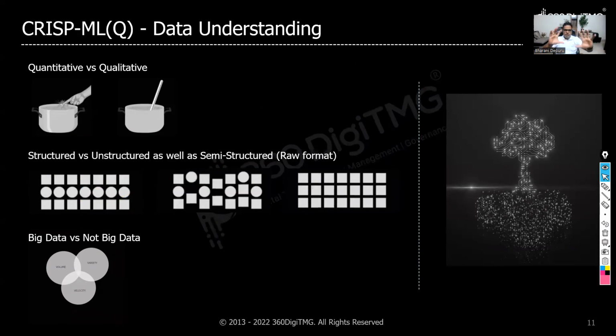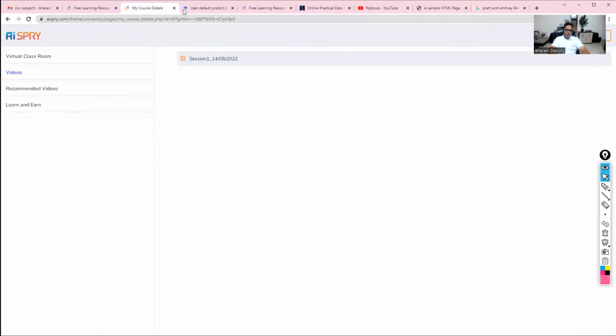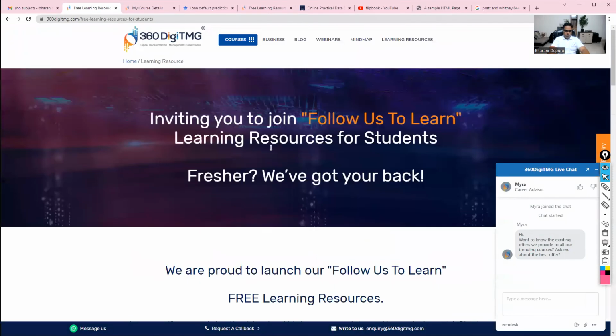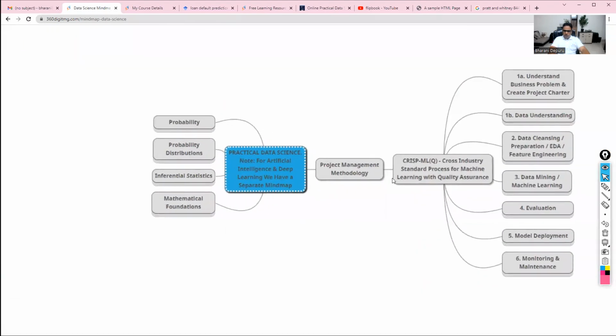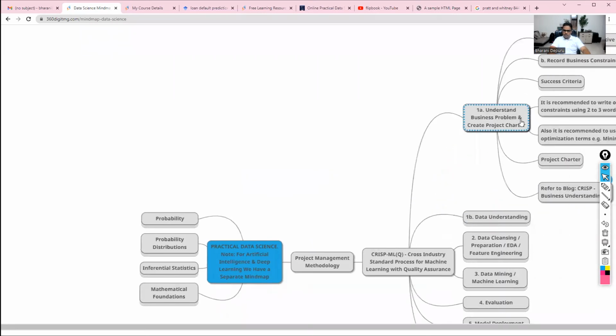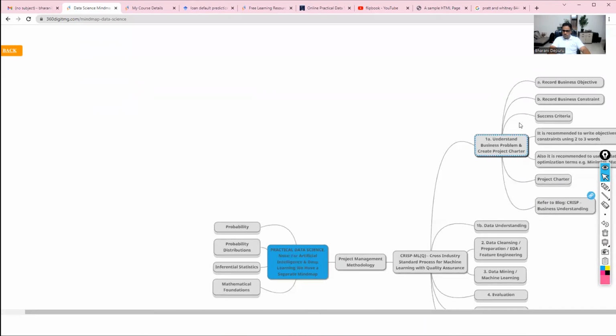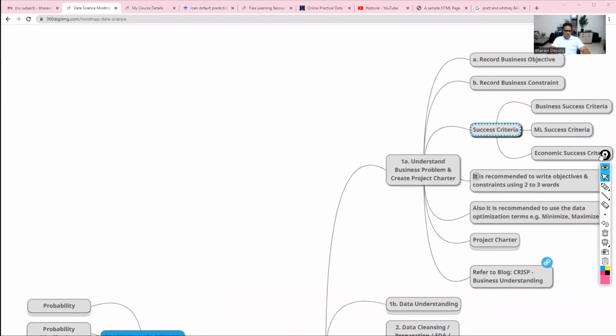So let me do a quick recap, and then we will move to the next set of discussions after that. I would be frequently using a mind map because I want to do a sufficient number of recaps. So friends, we are talking about CRISP-ML(Q), which is Cross-Industry Standard Process for Machine Learning with Quality Assurance, in which we have 6 phases. Within phase 1, you again have 2 stages. One is business understanding. As part of this, you record your business objectives, you record your constraints, and also you list down your success criteria: business, machine learning, and economic success criteria.